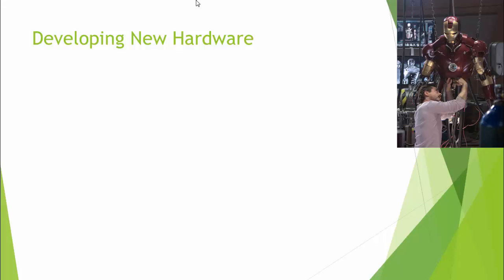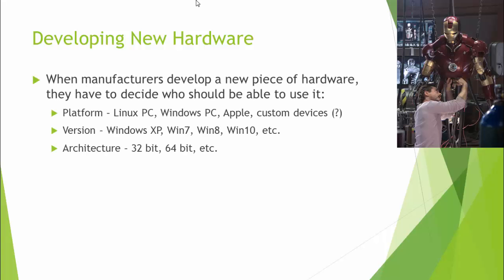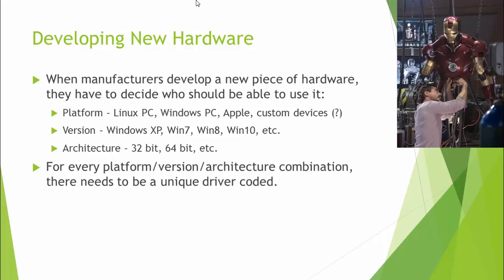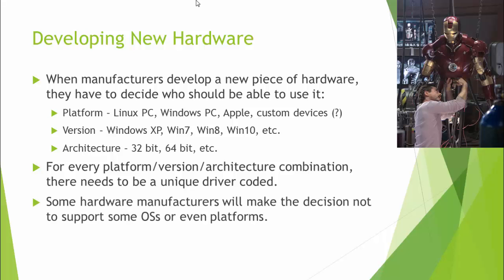So let's imagine that we're developing a new piece of hardware today. A manufacturer decides to develop something new. They have to decide who's going to use it. If it's not going to be a standalone device, and these are more and more rare these days, they have to decide what platform will interface with it, whether it's Linux, Windows, Apple, or some custom devices. When they make that decision, they have to decide what versions of each of those systems will interact with it, and finally, which architectures. Typically, for each platform, version, and architecture combination, there has to be a unique driver coded to allow for communication. For this reason, some hardware manufacturers will simply make the decision not to support some operating systems or platforms.